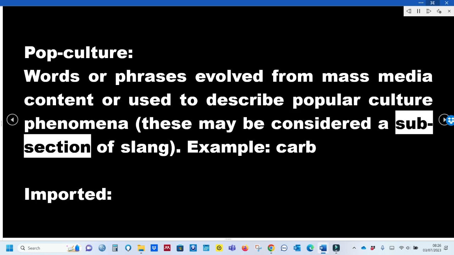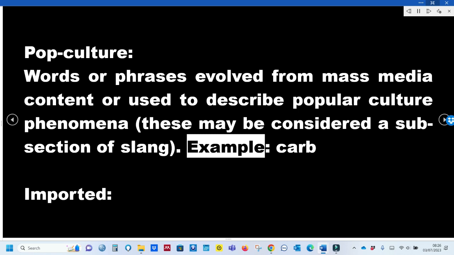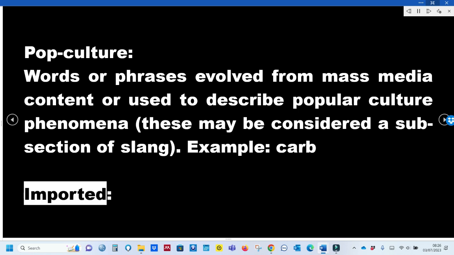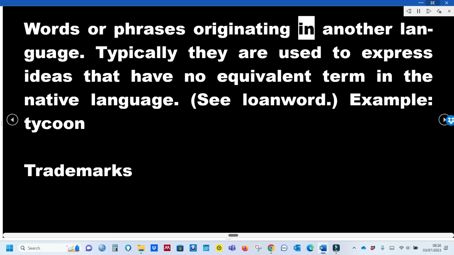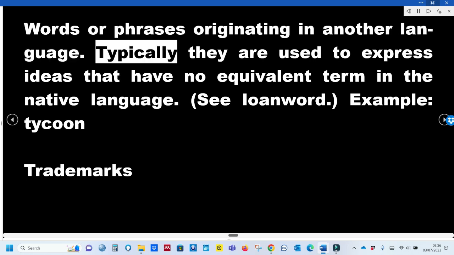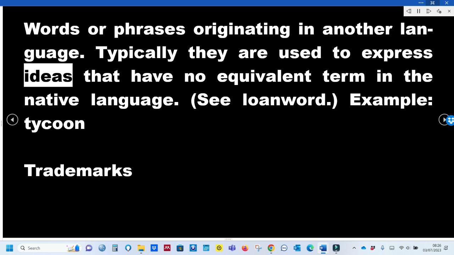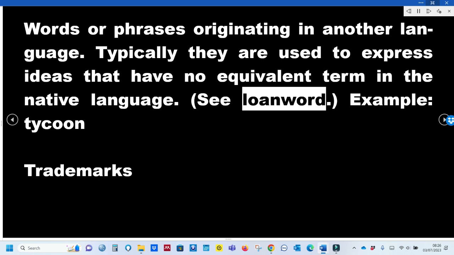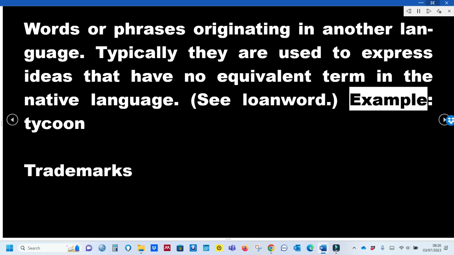These may be considered a subsection of slang. Example, carb. Imported. Words or phrases originating in another language. Typically they are used to express ideas that have no equivalent term in the native language. See loanword. Example, tycoon.